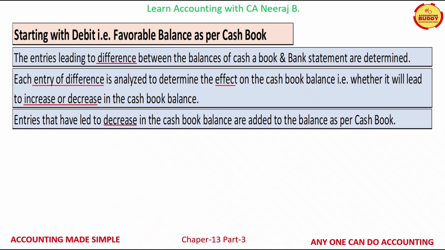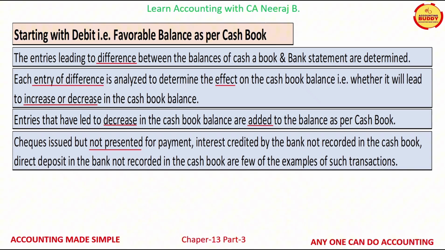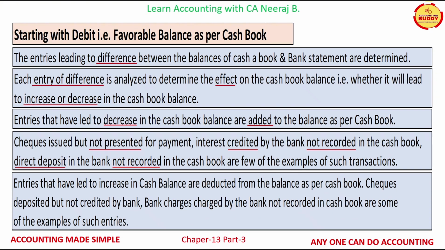Entries that have led to decrease in the cash book balance are added to the balance as per cash book. Checks issued but not presented for payment, interest credited by bank not recorded in the cash book, and direct deposits in the bank not recorded in the cash book are a few examples of such transactions. Entries that have led to increase in cash balance are deducted from the balance as per cash book. Checks deposited but not credited by bank, and bank charges charged by the bank not recorded in the cash book are some examples of such entries.